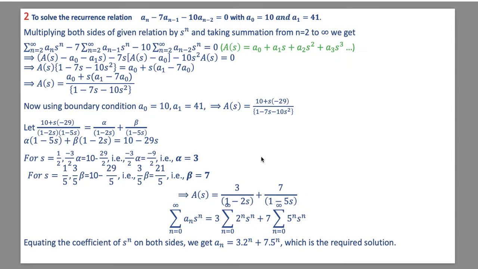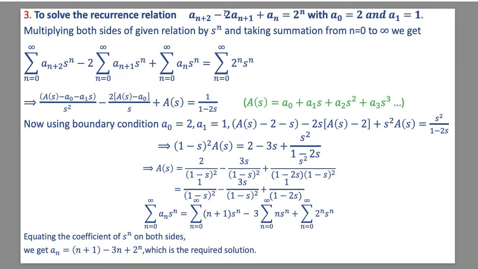So we know that f(s) equals sigma n equal to 0 to infinity a_n s^n, and this is 3 into 2^n s^n, here we have minus 5, so this is 7 into 5^n s^n. If we equate the coefficient of s^n on both sides, we get a_n equal to 3 into 2^n plus 7 into 5^n, and this is the required solution.